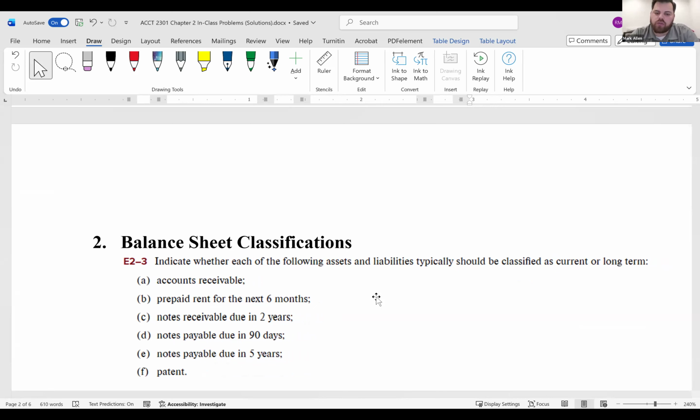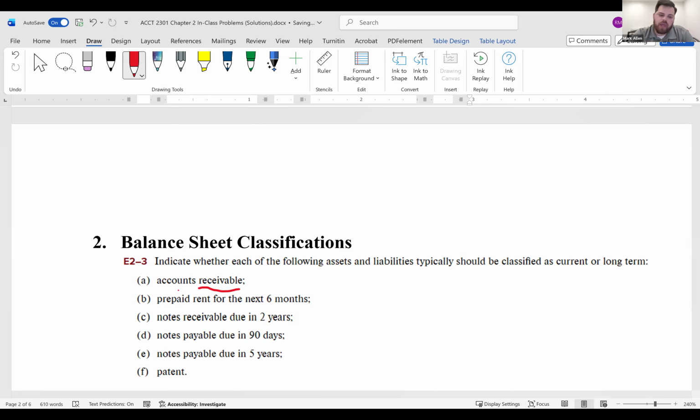We start off with accounts receivable. Before we can do anything, we have to determine: is this an asset or a liability? In this case, of course, it is an asset because we see the keyword here, receivable, indicating that someone will pay me in the future and I am set to receive some amount of cash. So we see this is clearly an asset, but now the question is, is it current or long-term?